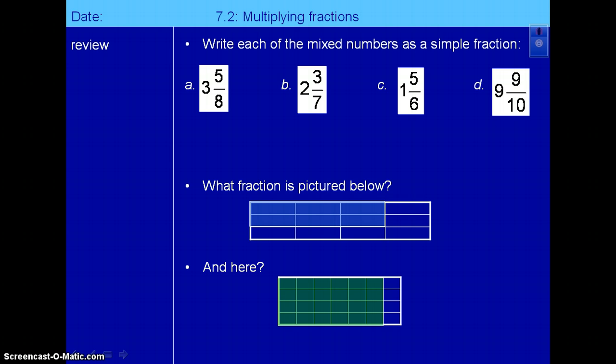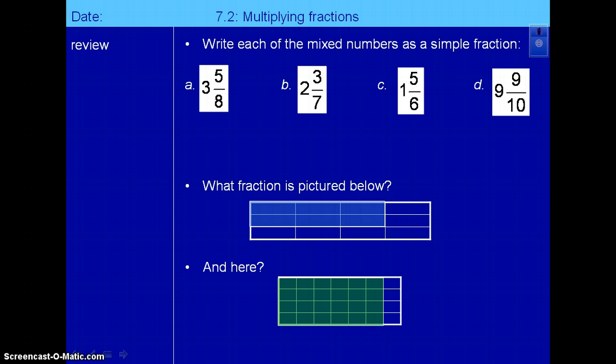All right, great. In part A, the simple fraction that we should see here is 29/8. In part B, the simple fraction that you should see here is 17/7. In part C, we should be looking at 11/6. In part D, we should be able to see 99/10.